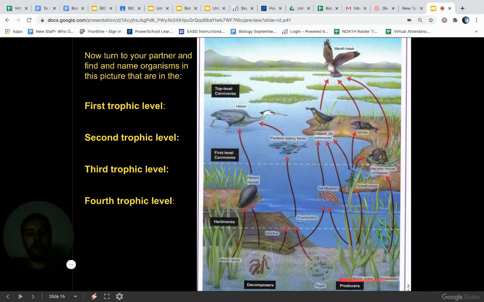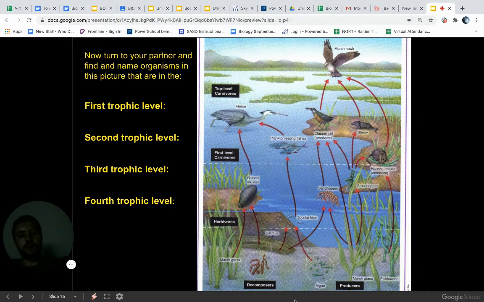So if we have 100 calories or 1,000 calories here, only 100 would get here, only 10% of that, or 10 would get here, and only 1 calorie would get here. That is why there are very few apex or top level consumers in an environment like mountain lions, and there's many more blades of grass. There's much more producer material than there is consumer material, or biomass we call it.